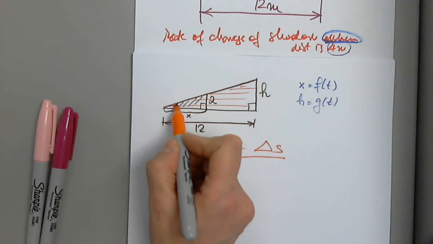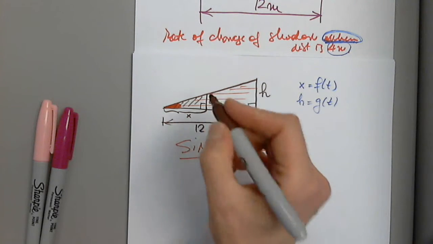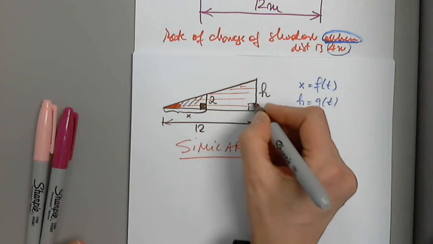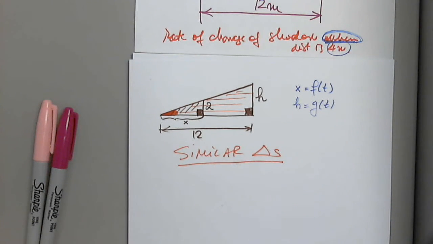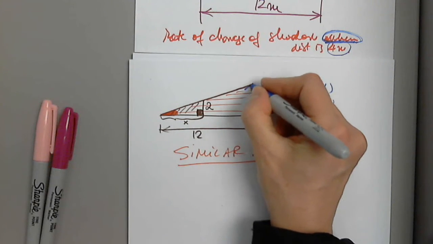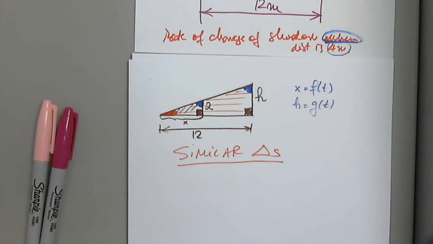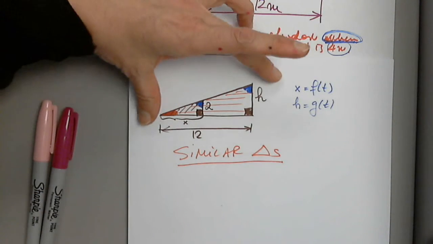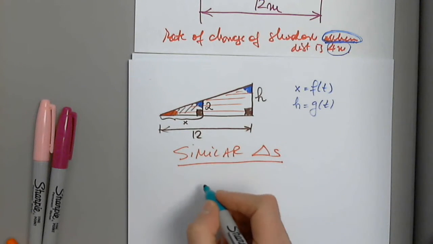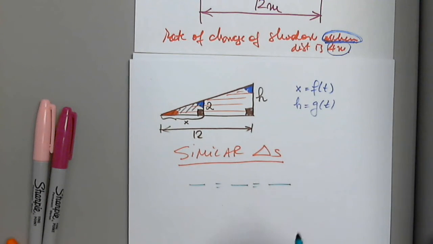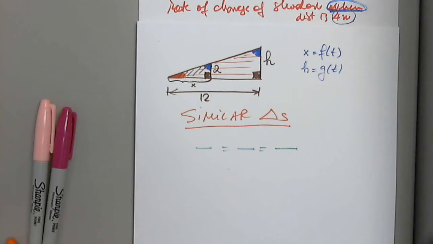Why? Because I can show that they have 3 congruent angles. These 2 angles are the same. This angle is common, which means the same. And this angle is common. I shouldn't say common, equal. Therefore, the small triangle and the big triangle are similar. If they are similar, then we can write proportions with their sides. But please be very careful how you do that.